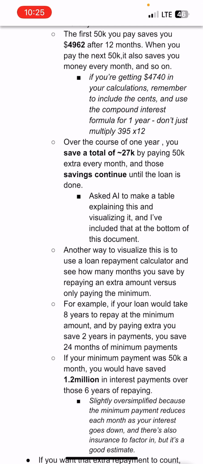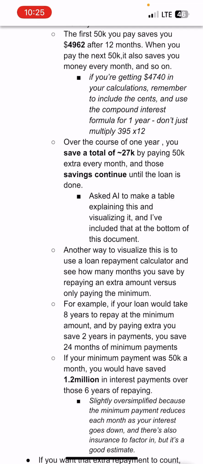Now, I asked it to make me a table. I hope the numbers are accurate. They look kind of alright still, but I'm not claiming full accuracy for the numbers. And it should save you approximately $27,000 in 1 year if you decide that you're going to pay an extra $50K every month. Now, I think that's a pretty sweet investment, yeah? You pay $600,000 extra over the course of a year, you get back $27,000.